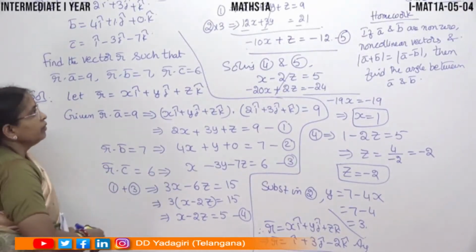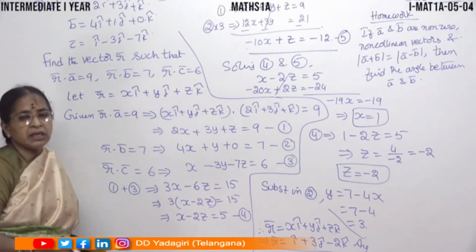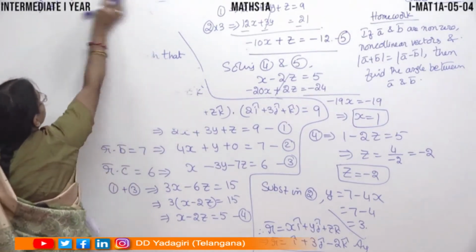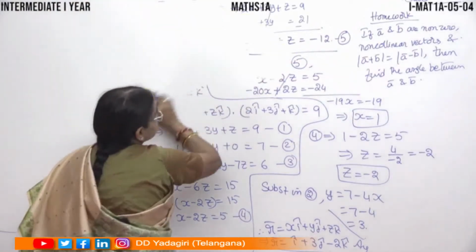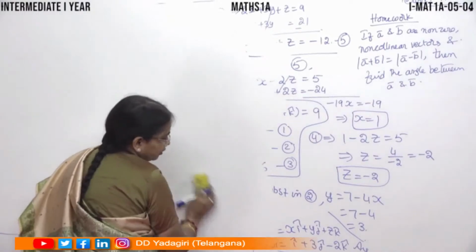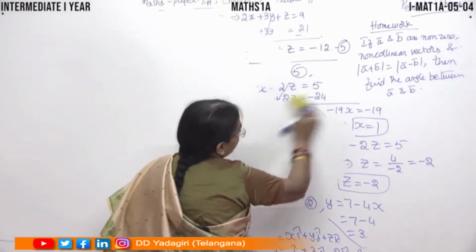Okay. Now we'll go to the next topic. In the same dot products, we have two terms. Projection vector. What is meant by projection vector of A on B or B on A?